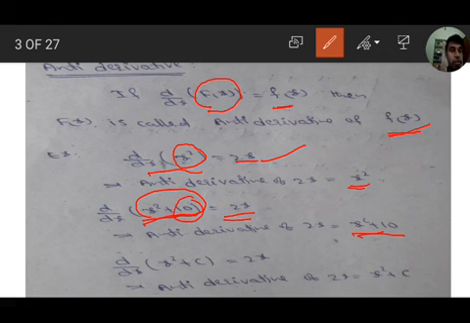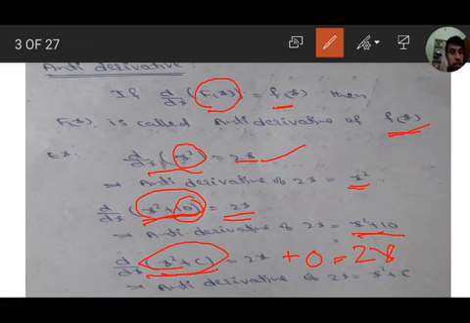Similarly, we can take any constant. The derivative of x square plus c: x square derivative is 2x, and c derivative is 0, so 2x plus 0 means 2x. Therefore, an antiderivative of 2x is x square plus c. So the antiderivatives of 2x are not unique; there are infinitely many antiderivatives. That is x square plus 10, x square plus 100, x square plus 1000, generally x square plus c.